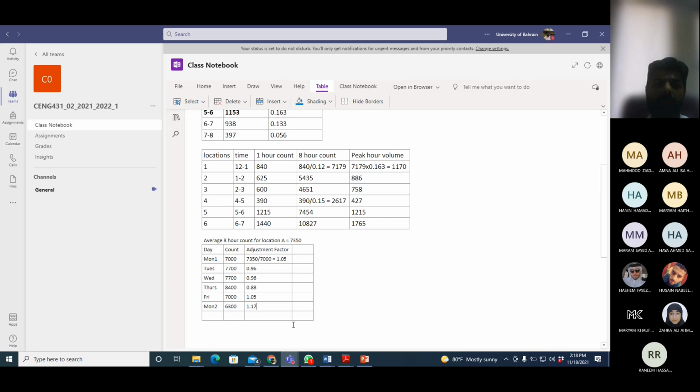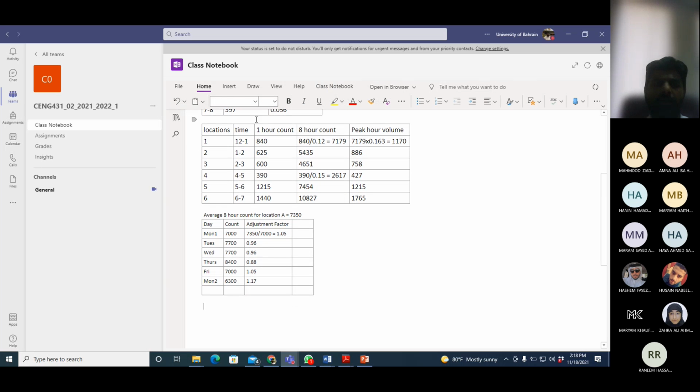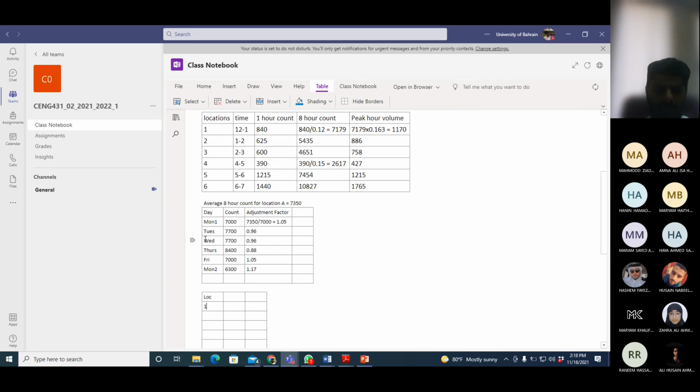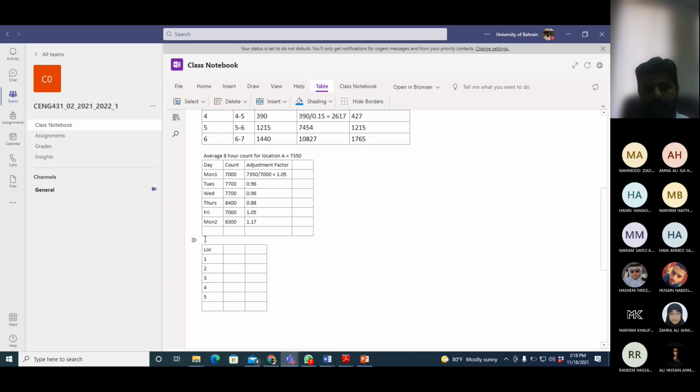Now we will move on to calculation of average 8-hour count for the other locations. So location, day, and the day on which the count was taken. How much was the count for each location?